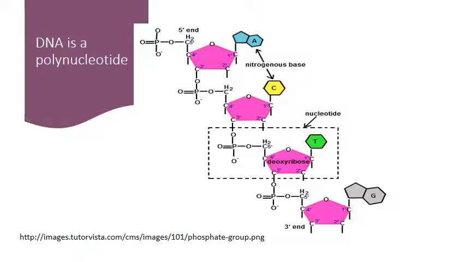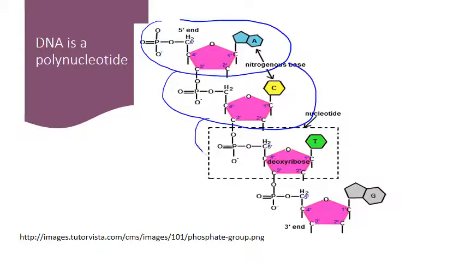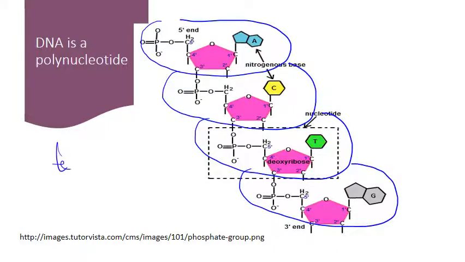DNA is called a polynucleotide. That means it is made up of large number of nucleotides. If we observe this figure, this is one nucleotide, this is second nucleotide, this is third nucleotide, and this is fourth nucleotide. That means this is a tetranucleotide.